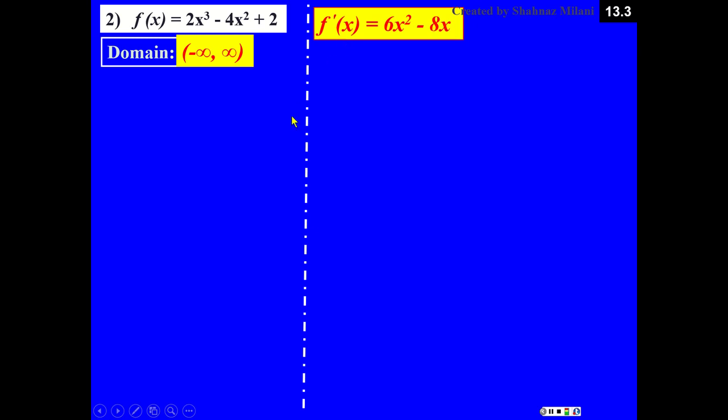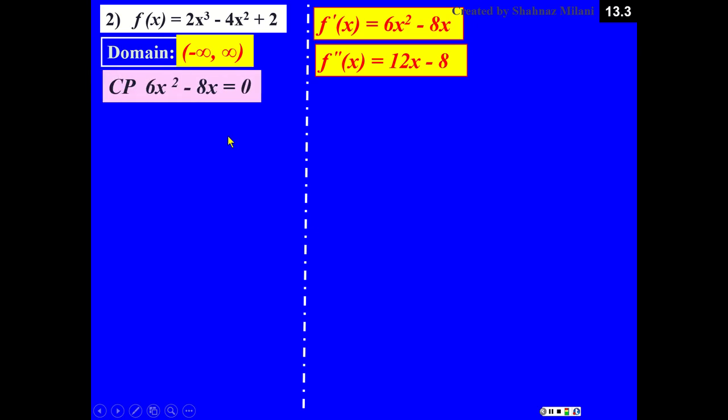At the same time, I'm going to find the second derivative, which from here is going to be 12x minus 8. Now, in order for us to find a critical point, we will use the first derivative. I indicated here CP as a critical point. You use your first derivative and set it equal to 0 to solve for x.